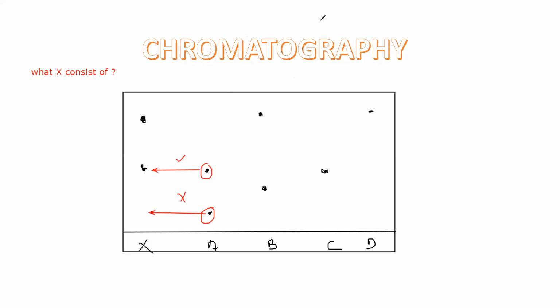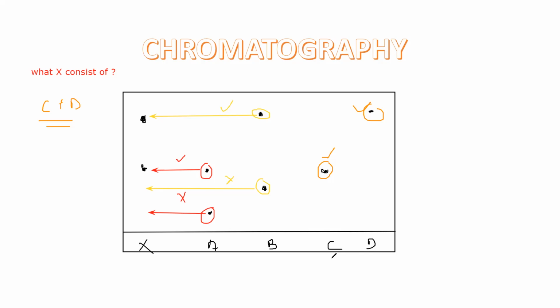When you check for B, one of the spots matches, but the second spot is missing. So B is also not there in X. What about C? One of the spots matches. And what about D? That also matches. So we can say X contains C and D. So X is an impure substance which is a mixture of C and D. Is it clear to everyone, the chromatography technique?